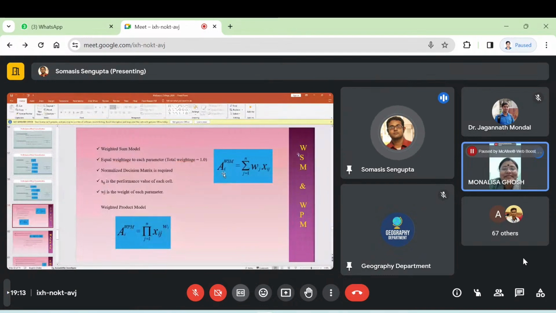So this is WSM. The full form of WSM is weighted sum model, and WPM is weighted product model. For each parameter, I assign weights and then sum to get the composite value. For weighted product, instead of summation, I multiply. Weighted sum is more popular.